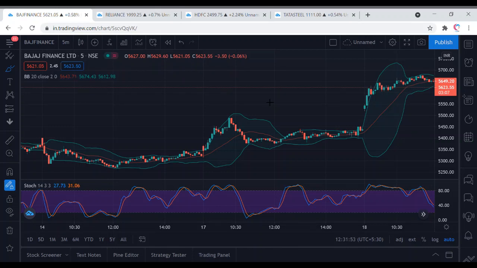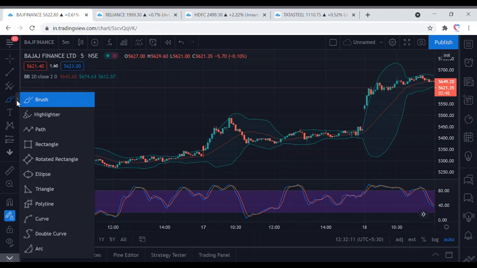So as many of you may know, scalping is a strategy in which you trade with huge quantities, very small and tight stop losses, and you take profits quickly. So in this strategy, we'll be using Bollinger Band and stochastic indicator.